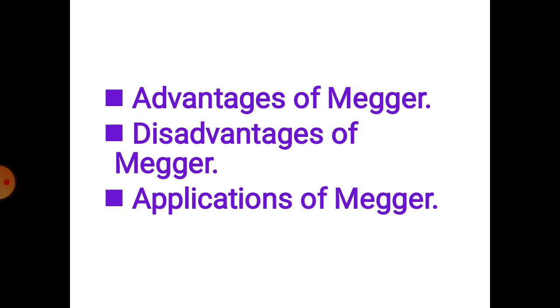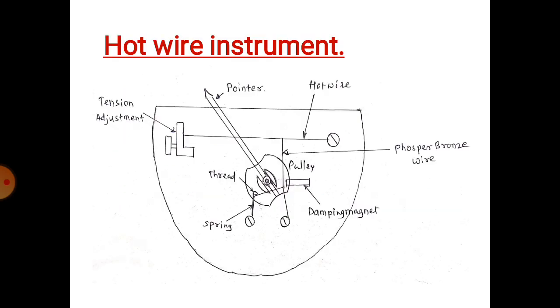Now we are going to discuss applications of Megger. First one, it is used to measure electrical leakage in wire. Second, it is used to measure insulation resistance. Third one, important application is to measure earth. Fourth one, used for cable fault test and diagnosis. And fifth one, relay and protection testing.